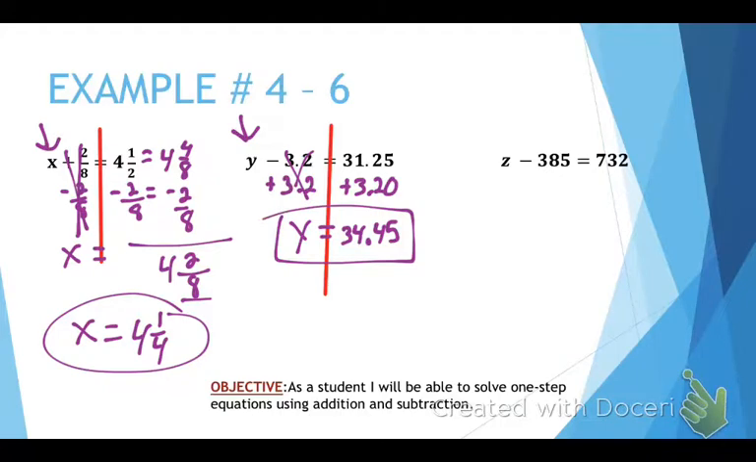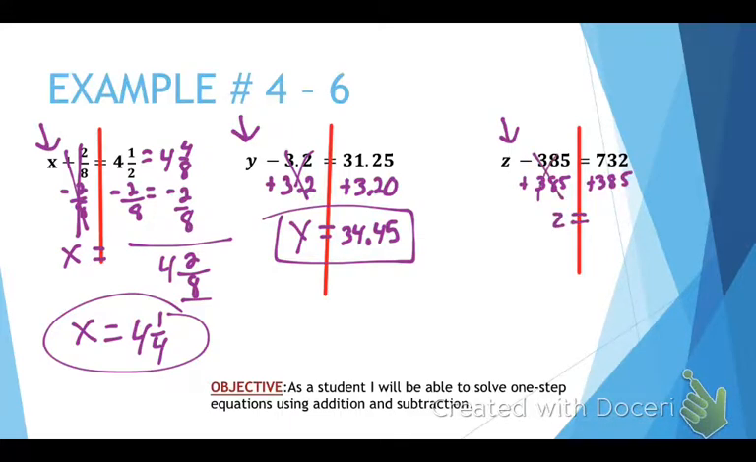Once again, you should check it. All right, go ahead and move on to the next one. First thing we do, draw our line. Second thing we do, find our variable. Our variable is z. We do the opposite of minus 385, which is adding 385. We're going to add 385 to both sides. That's going to cross out.